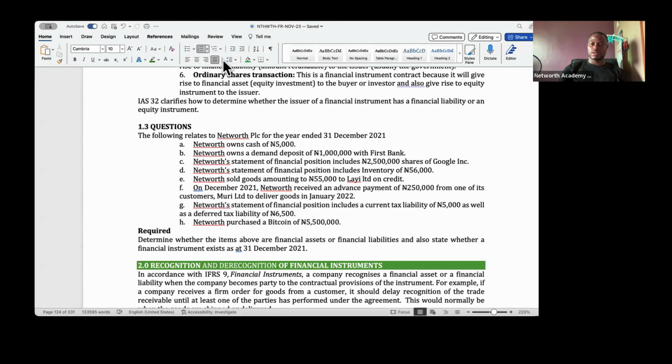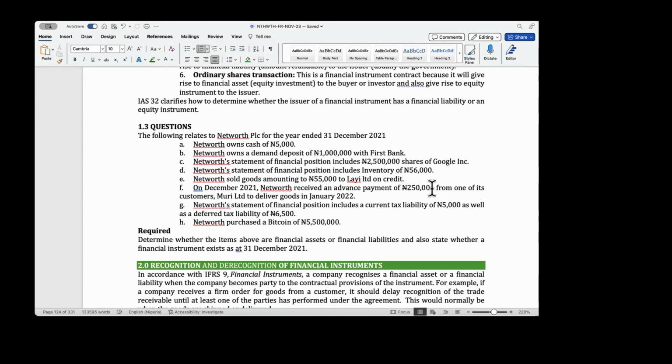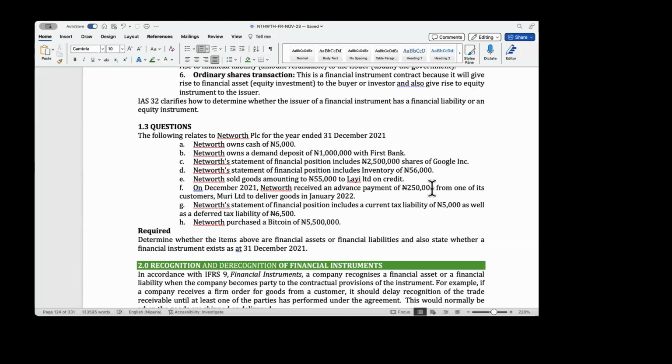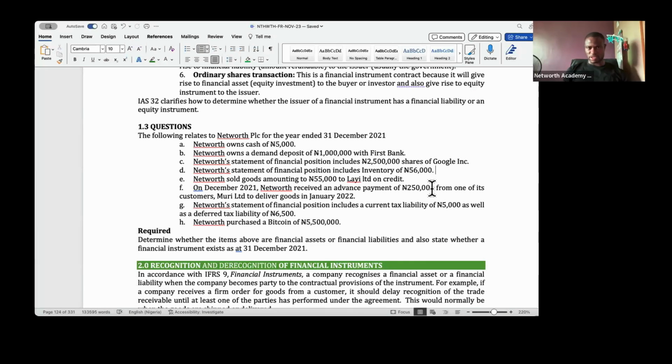So, Muibat, you're going to do the next one. Net worth statement of financial position includes inventory of 56,000. To the best of my knowledge, I don't think there's any financial asset or liability involved here. There's no contractual instrument here. That's correct, because it only involves one party. The contract did not exist between two parties. That's perfectly correct.